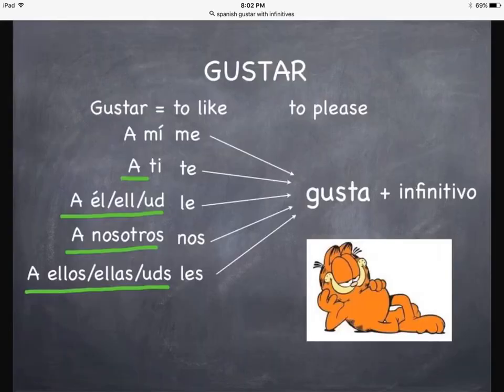Okay, so here's a good little chart with the clarifying phrases. Basically it's a little formula showing you that if I like to do something, it's going to be me plus gusta plus my infinitive verb. Infinitivo is how you say that in Spanish. And if it's going to be you, familiar, then use te. Of course, like I just said, this one and this one and this one don't need clarifying phrases. But this one and this one do, okay?